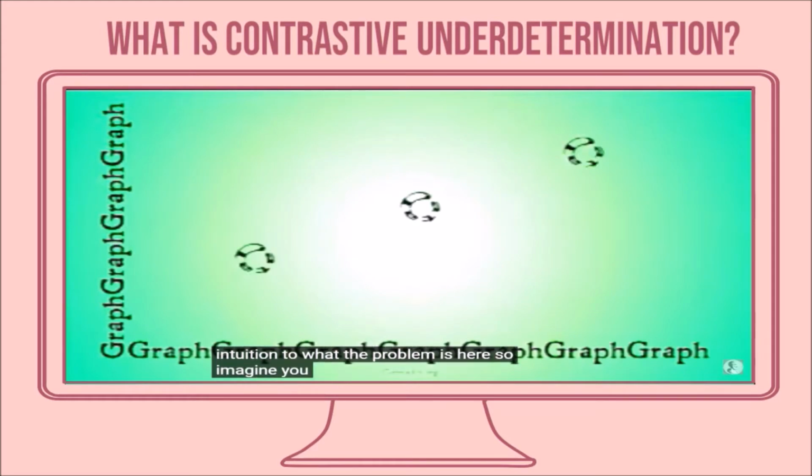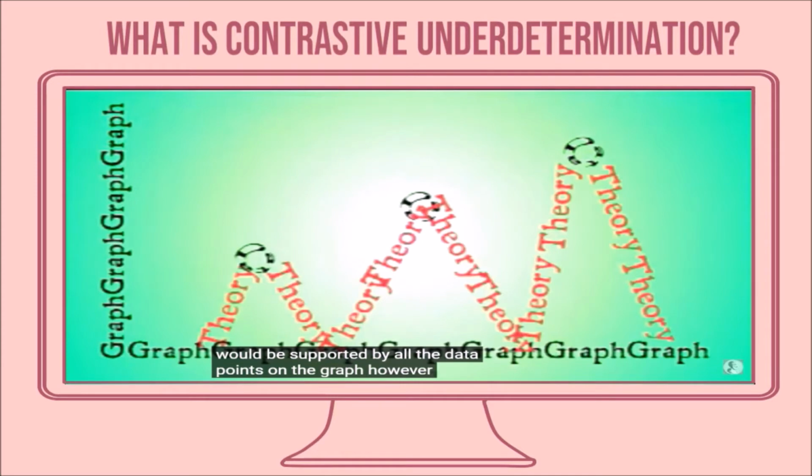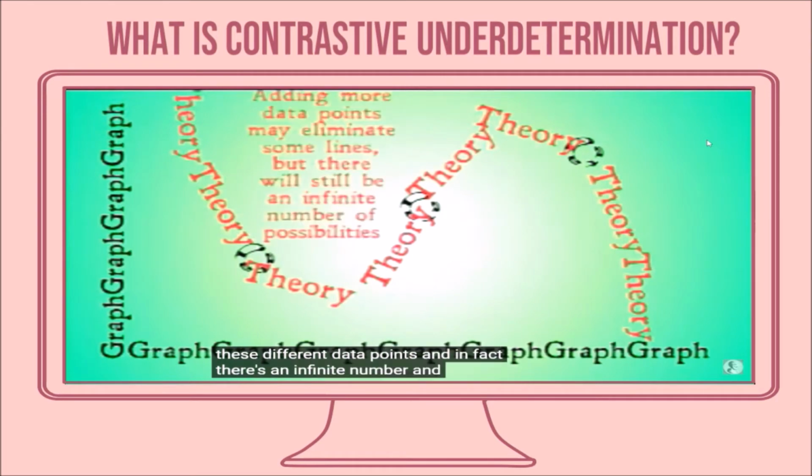So imagine you have, let's say, 3 data points on a graph, and you want to come up with a theory to predict where other data points are going to show up. You could come up with this theory, which would be supported by all the data points on the graph. However, you could also come up with this theory, or this one. Any number of different theories or functions or lines can be run through these different data points. And in fact, there's an infinite number.